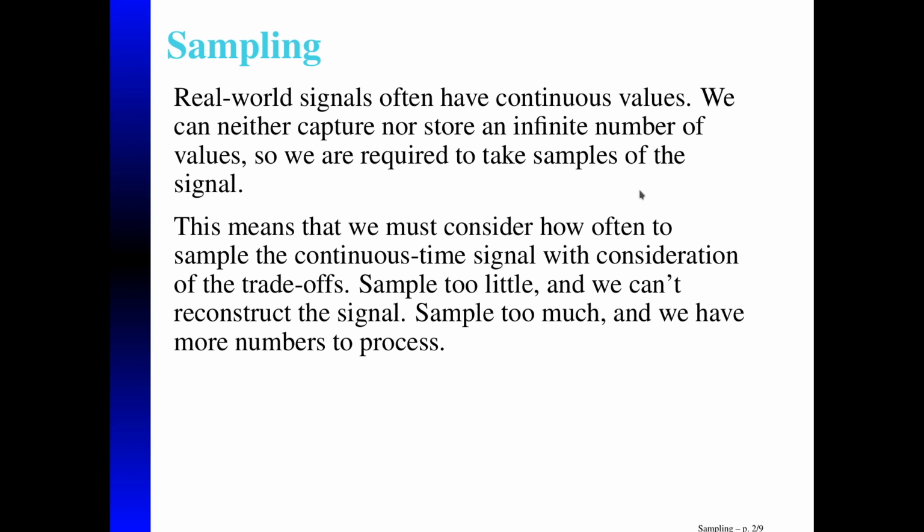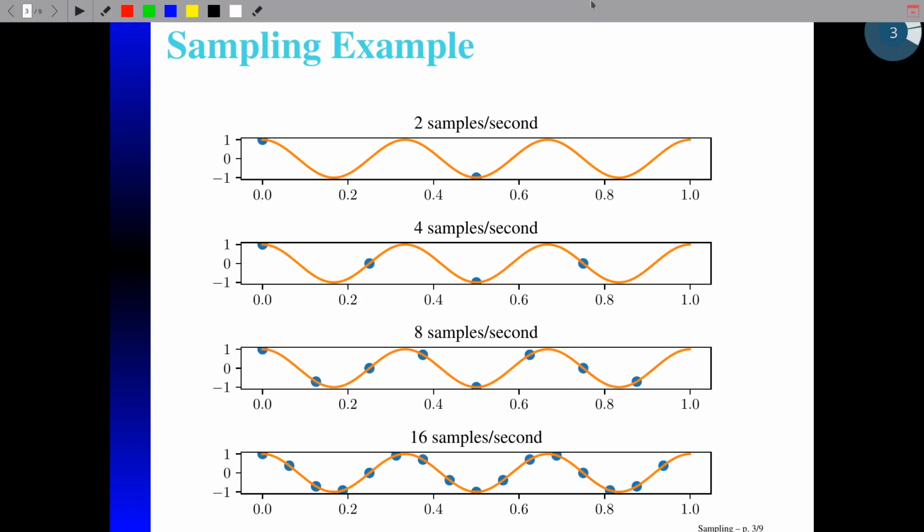So not only can I not capture an infinite number of values, but I also can't store an infinite number of values. That means then that we have to start taking samples, and we have to consider how many samples to take. There's a trade-off here. If I sample too little, then I don't get enough information to reconstruct the original signal. On the other hand, if I sample too much, then I have potentially too many numbers to process, or it may take too long to process those numbers in a given time period. So let's look at this example.